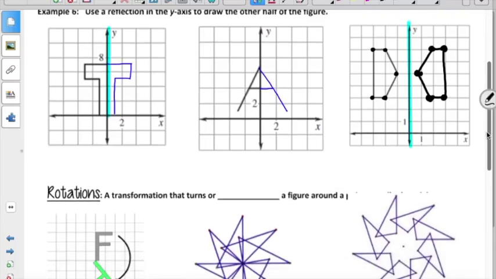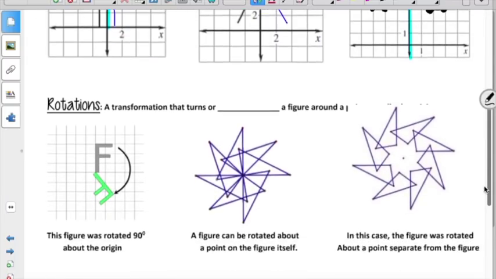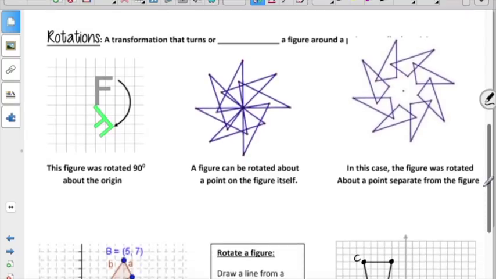And we can tell how many degrees. So it says it was rotated 90 degrees, but that is not correct. So I want you to cross off 90 degrees, and we're going to figure out how many degrees it was rotated. So I'm going to start with a point on the top of my F, and I'm going to create a line that goes straight down to the origin, my point of rotation. And I'm going to do the same thing on my image. Start with a point on top of the F and create a line that goes straight to my point of rotation, which is the origin.